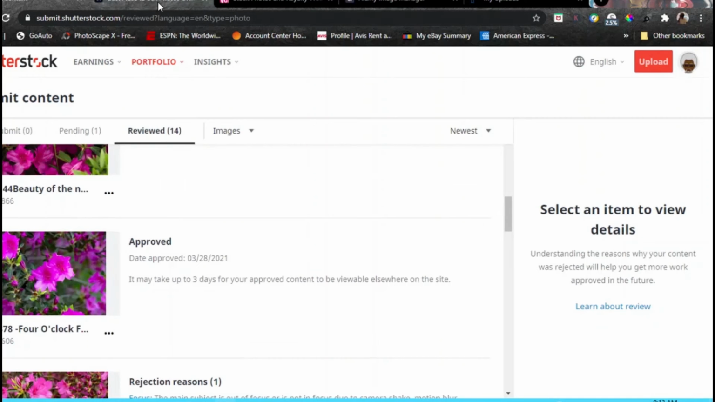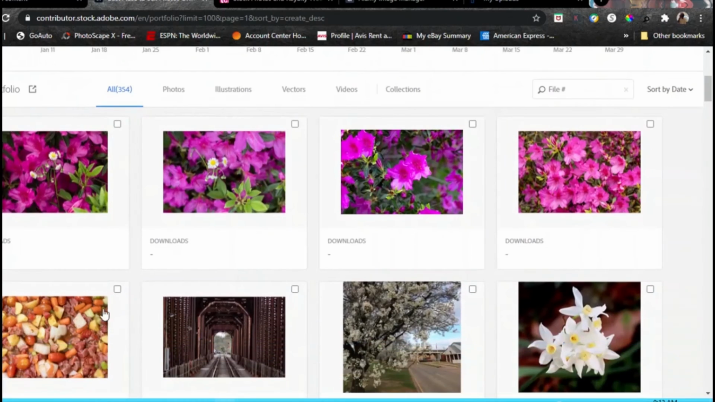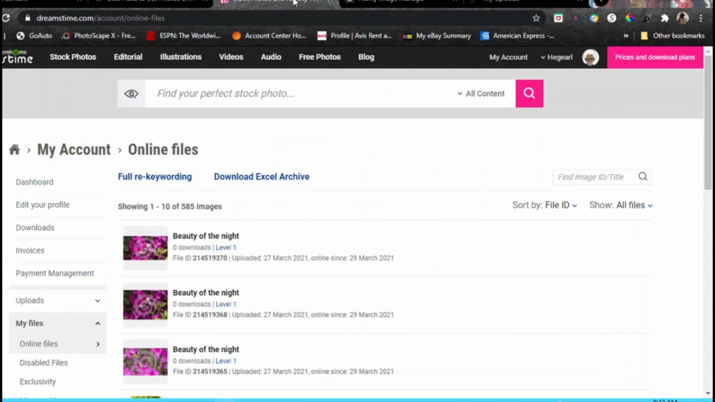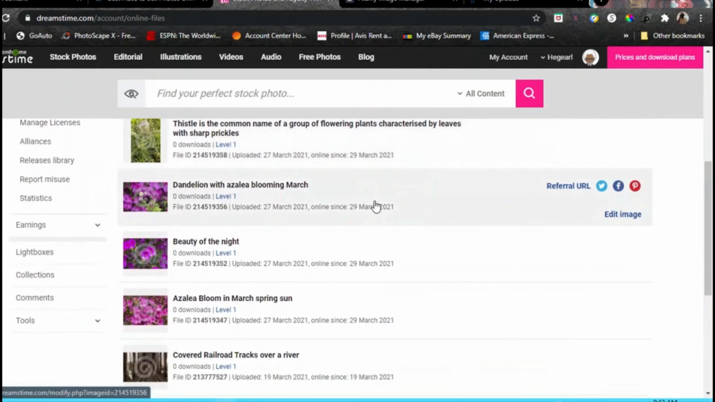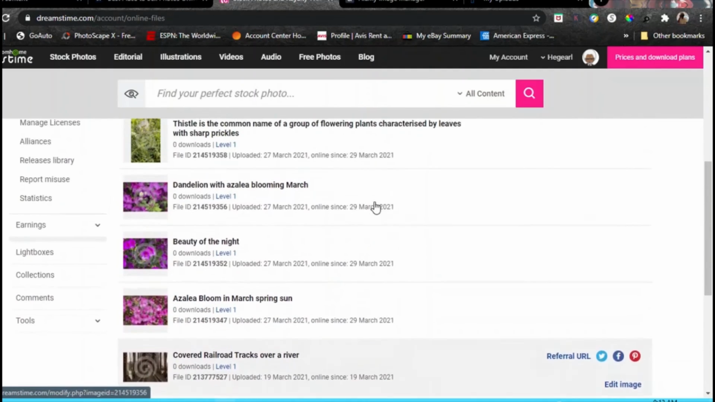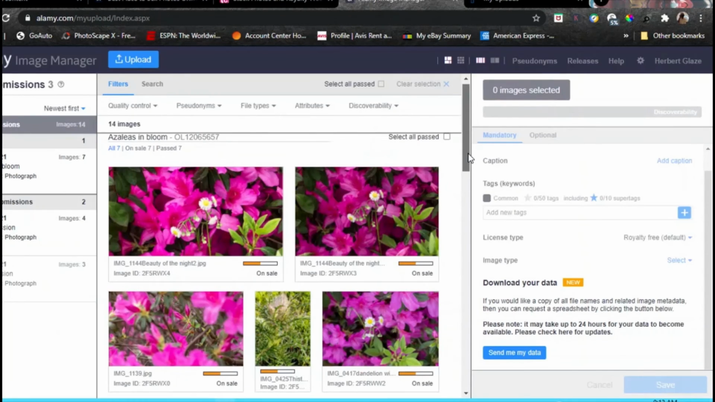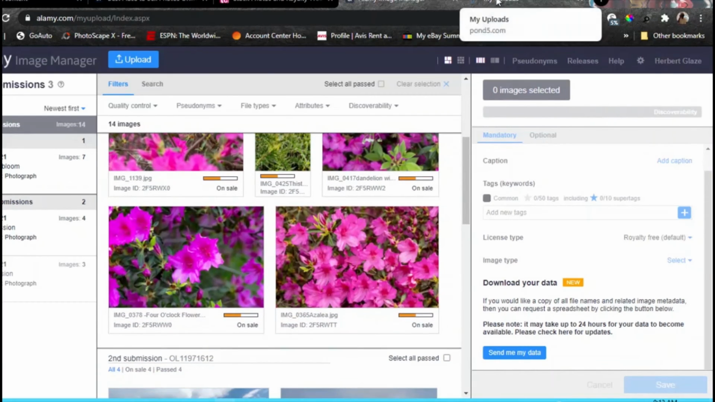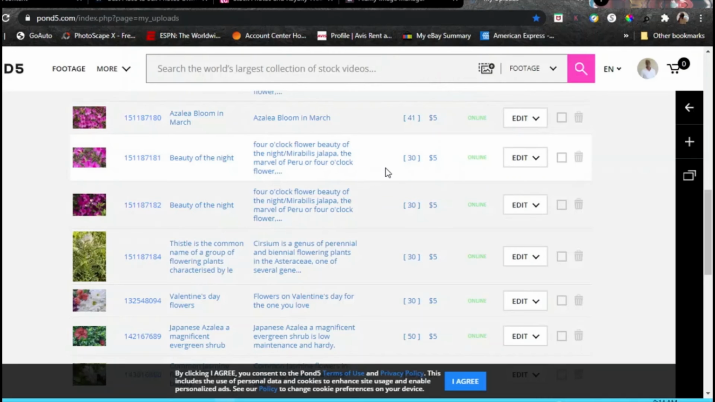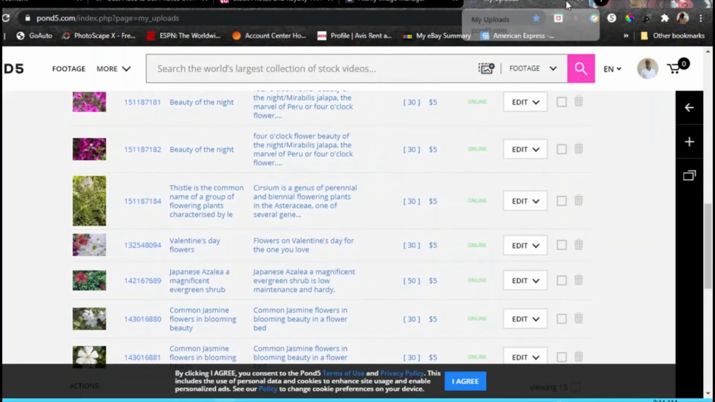Okay, so let's see what Adobe Stock did. Okay, they accepted 4, which is good. Let's see what Dreamstime did. 1, 2, 3, 4, 5, 6, 7. They accepted 7. See what Alamy did. 1, 2, 3, 4, 5, 6, 7. They accepted 7. And this is Pond5. 1, 2, 3, 4.